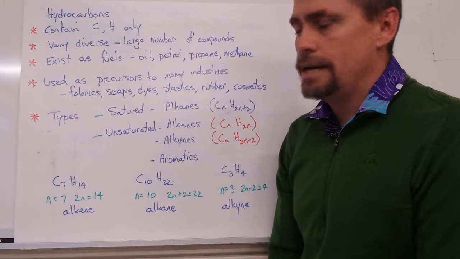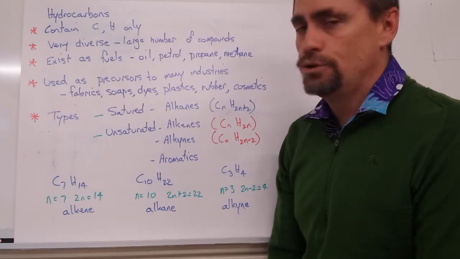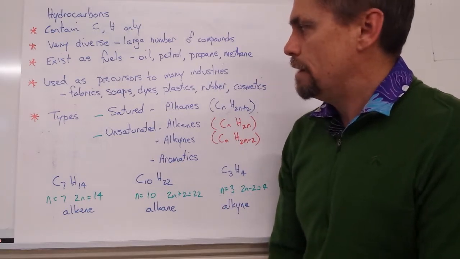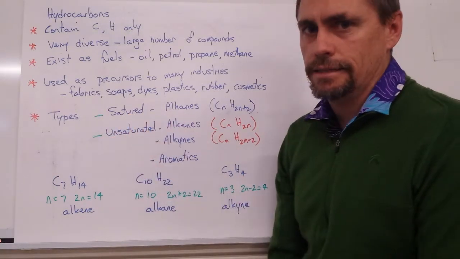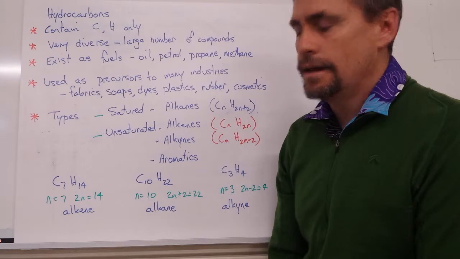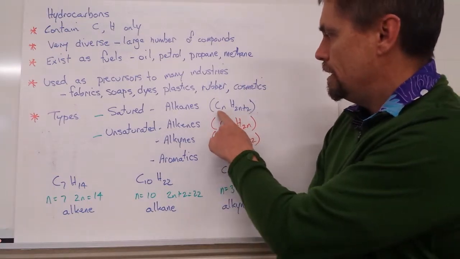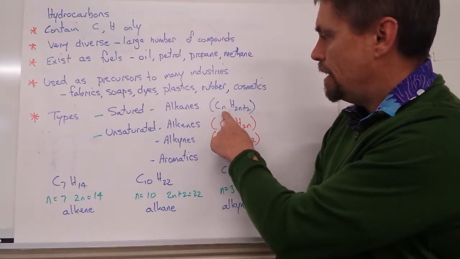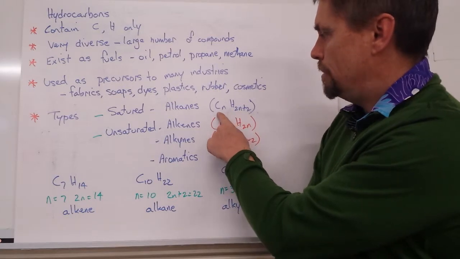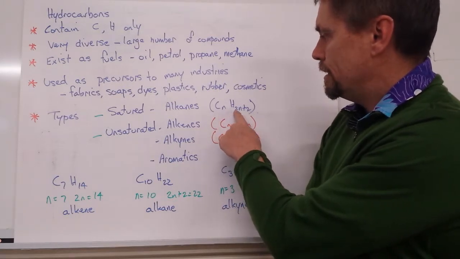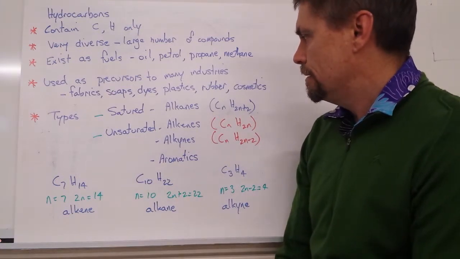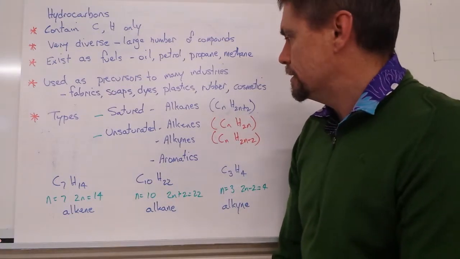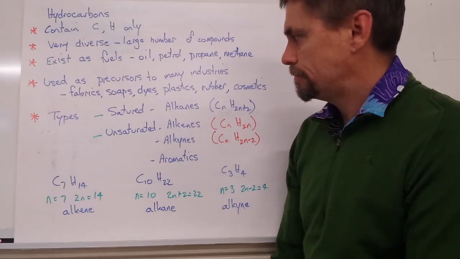Now we have two types of hydrocarbons, or two broad categories. We have what are called the saturated hydrocarbons, and they are alkanes. They're known as alkanes. And they have a general formula, CnH2n+2: n lots of carbon, and the hydrogens that go with it are 2n plus 2. So if we know the number of n, we know the number of hydrogens that go with it as well.